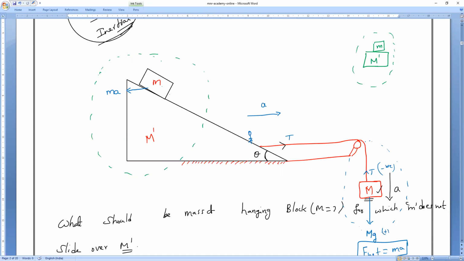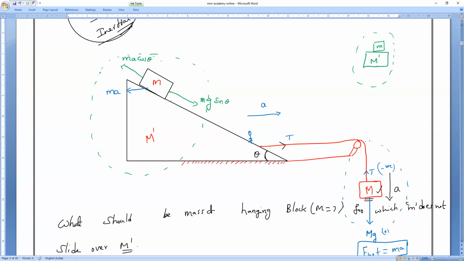We all know that the pseudo force is acting in two directions. One is along this direction, the x-axis: mg sin theta, and the opposite one which is acting: ma cos theta. Right or wrong? All of you understood or not?